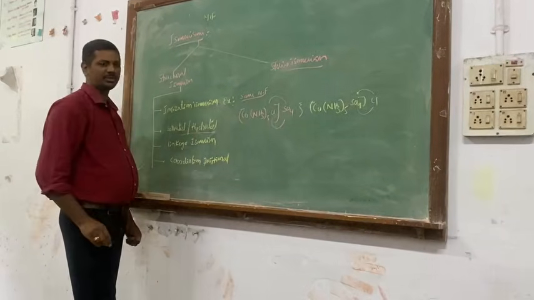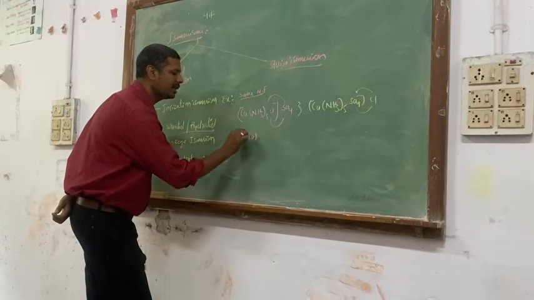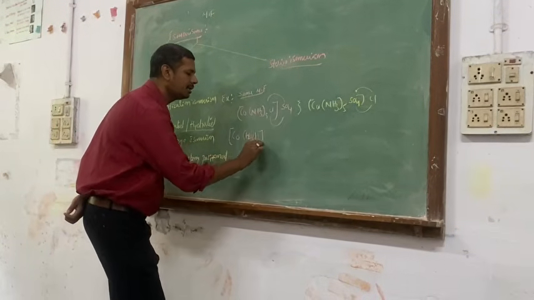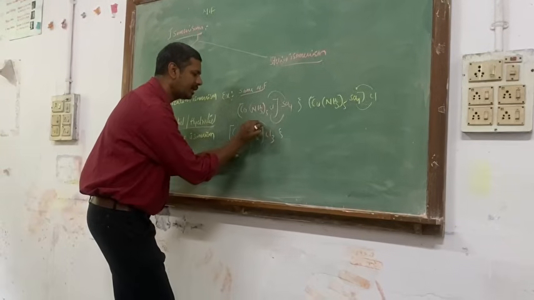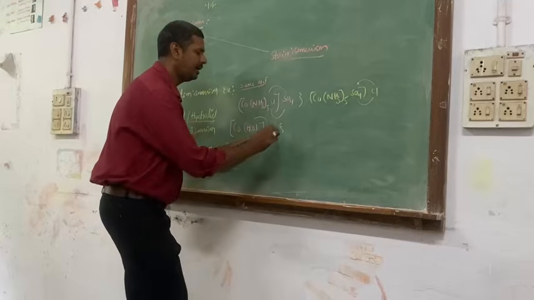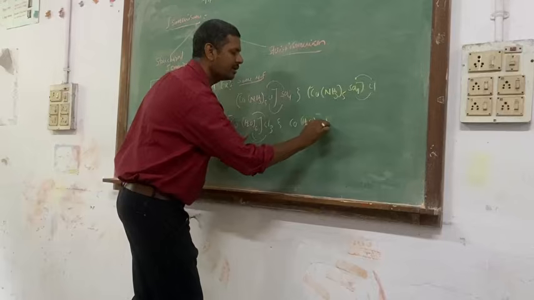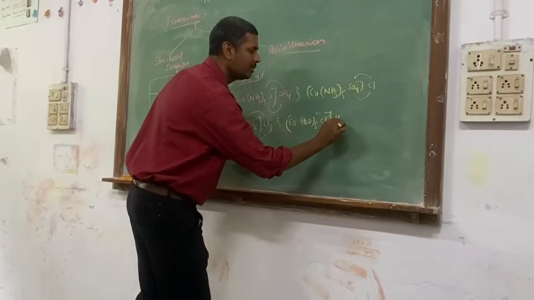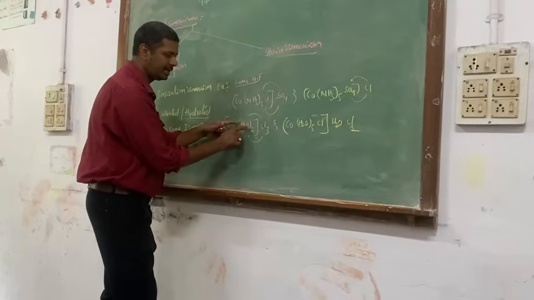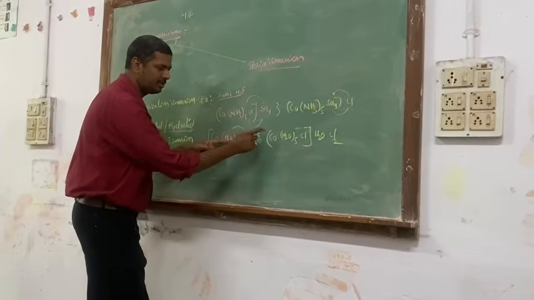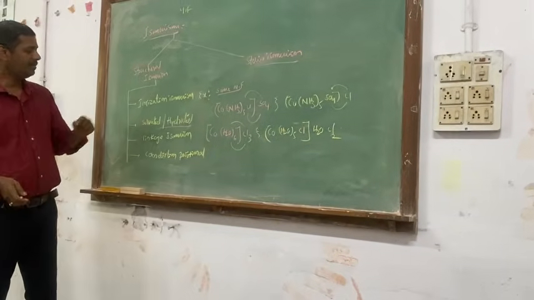Next, hydrated isomerism. For example, hexaaqua cobalt(III) chloride. Here the complex contains water and chloride, and the water ligand and chloride ligand are interchangeable, but the molecular formula is the same. It is called solvated isomerism.